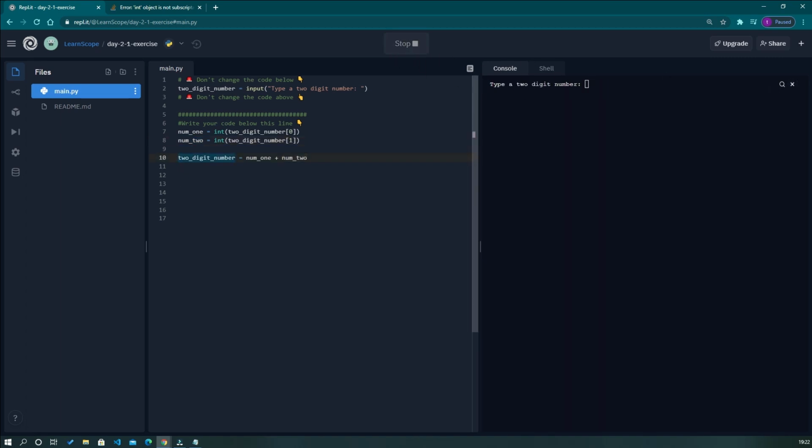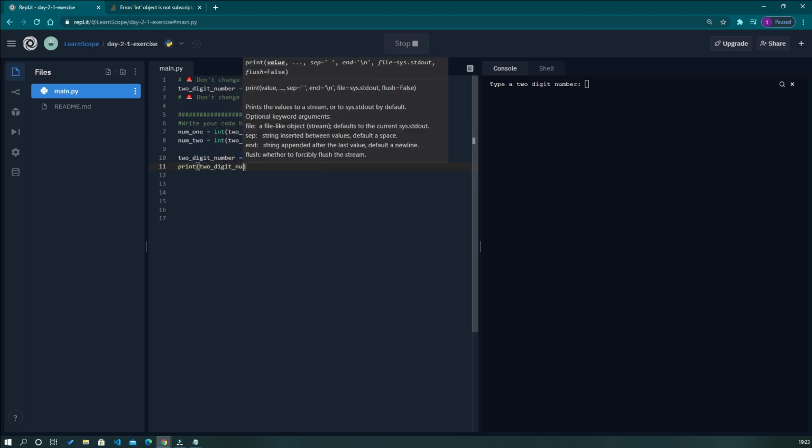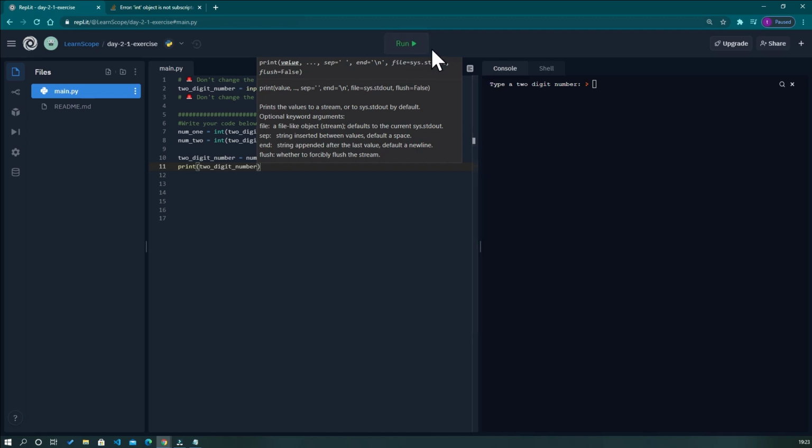Okay, I need to print this. Print two_digit_number. Start over. Run this. 39. Perfect. Getting 12 as expected. So that concludes exercise 1. Let's move on to the next exercise.